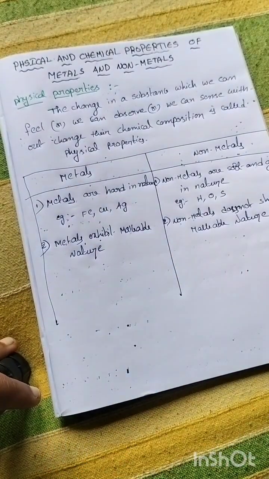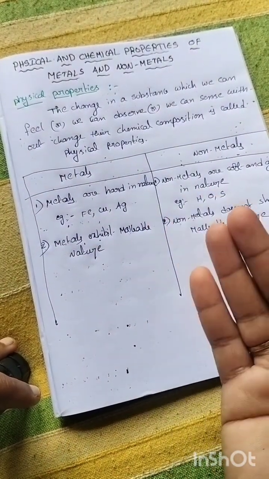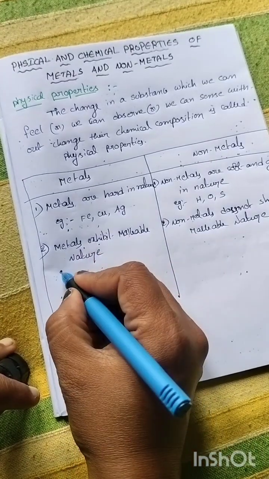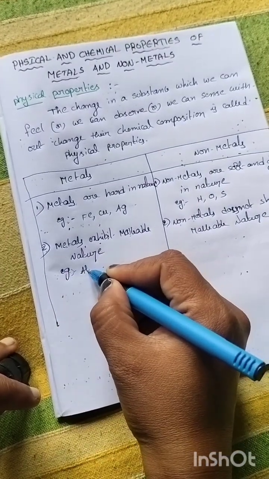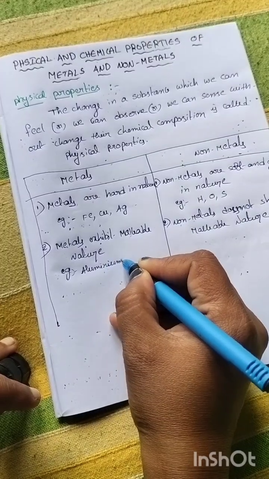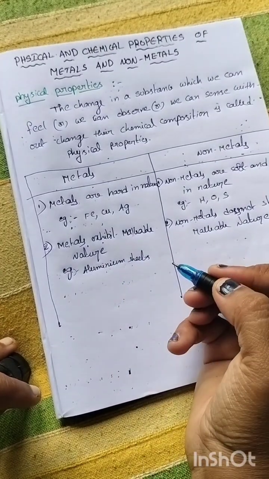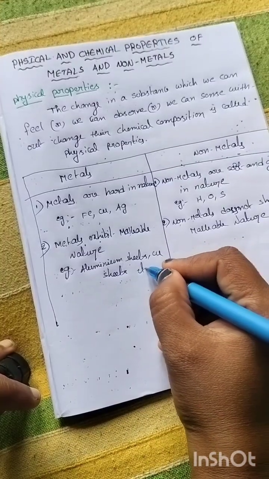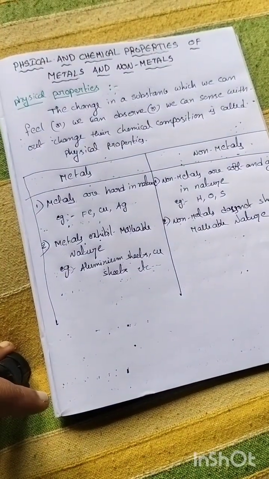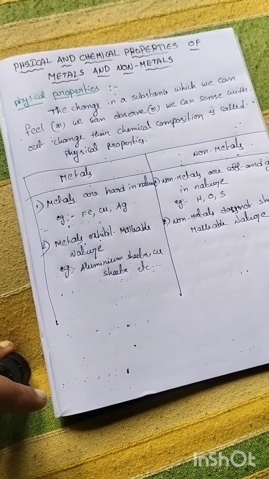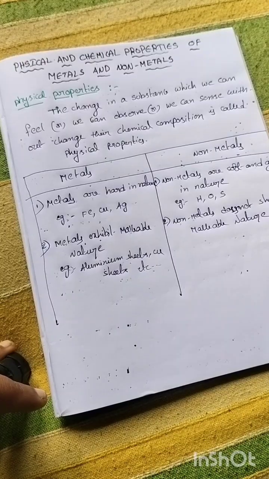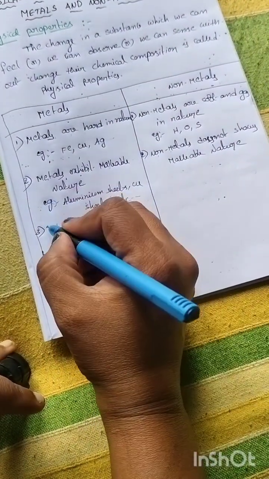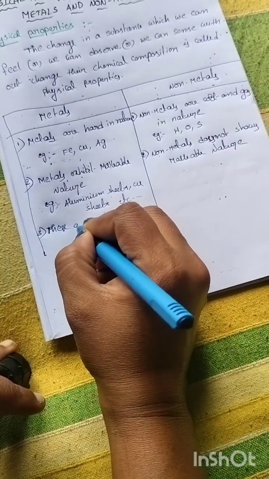For example, iron is a metal, and we have iron sheets. Copper is a metal, and we have copper sheets. Aluminum is a metal, and we have aluminum sheets. These are examples of the malleable property of metals. Next, coming to the third physical property of metals. Metals also exhibit ductile nature.